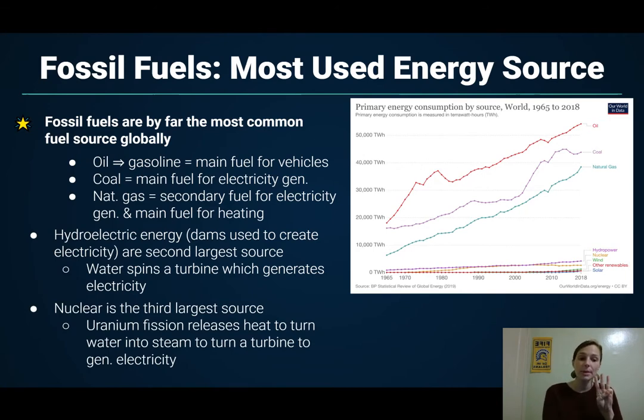Now, the third most common, which again we will learn more about in this unit, is nuclear energy. Nuclear energy uses the process of uranium fission, where it releases heat, which then turns water into steam. And when this steam is released, it's again going to be spinning a turbine, which generates electricity. So it still results in a spinning turbine, but it just has a different start to this process. But those are fossil fuels on top, then hydroelectric, and then nuclear. Again, this is on a global scale when we're looking at it.